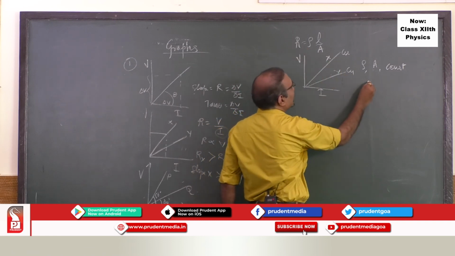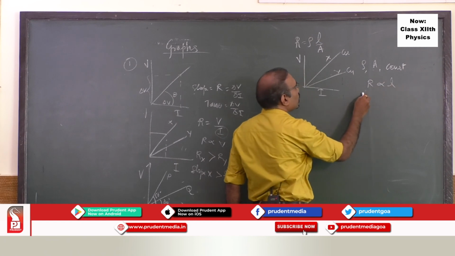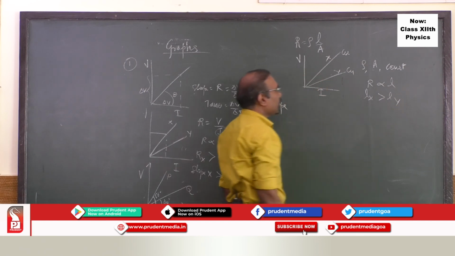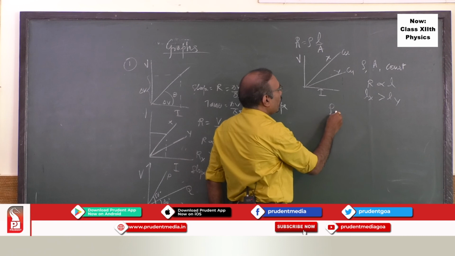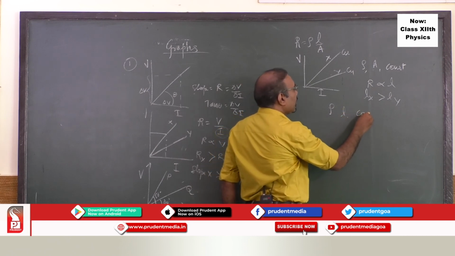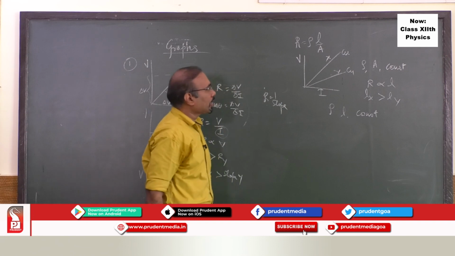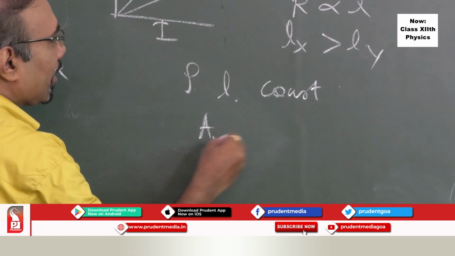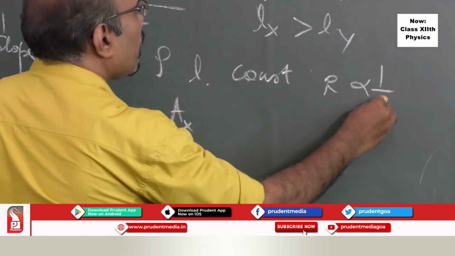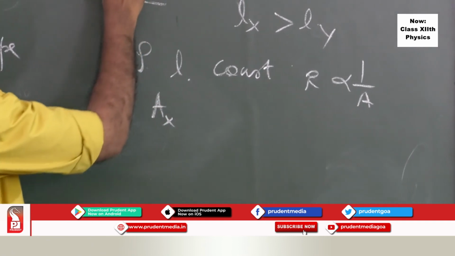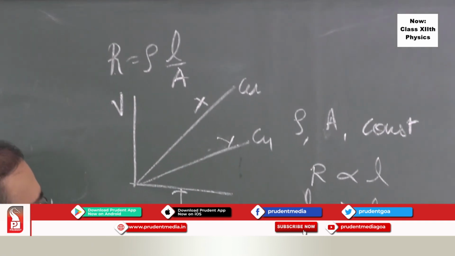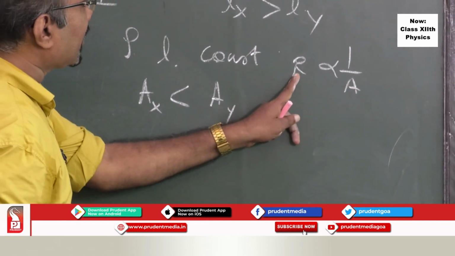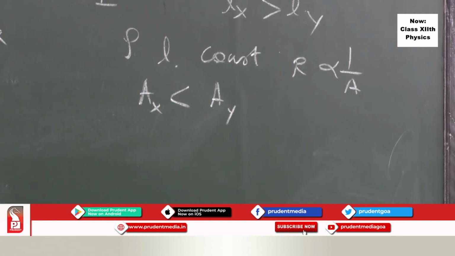Resistance is directly proportional to length, so length of x will be greater than length of y. You can infer this. If you keep rho and L constant, in that case you can find out the area of cross section of x. R is inversely proportional to area, so whichever has greater resistance, the area of cross section of x will be less than the area of cross section of y. Whichever has greater resistance will have lesser area of cross section.